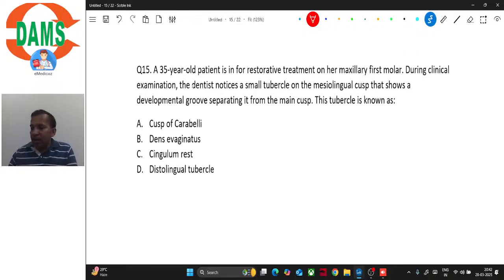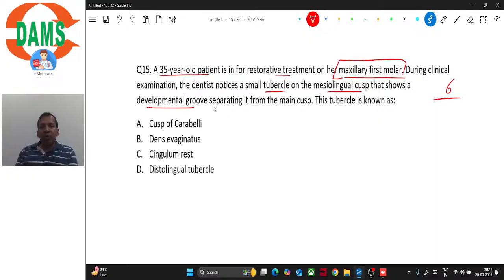Next, a 35-year-old patient is in for restorative treatment on her maxillary first molar. So maxillary first molar का restoration के लिए आई है. During clinical examination, the dentist notices a small tubercle on the mesiolingual cusp that shows a developmental groove. So there is the mesiolingual cusp and there is a small tubercle on it, right? And there is a developmental groove separating it from the main cusp.